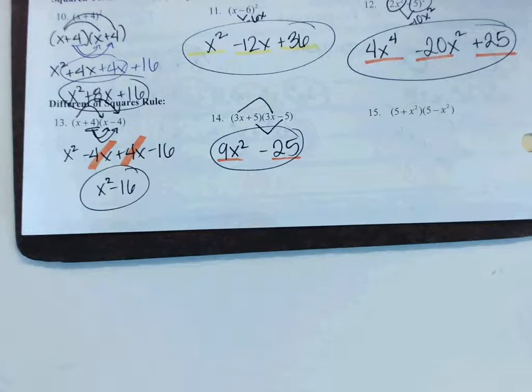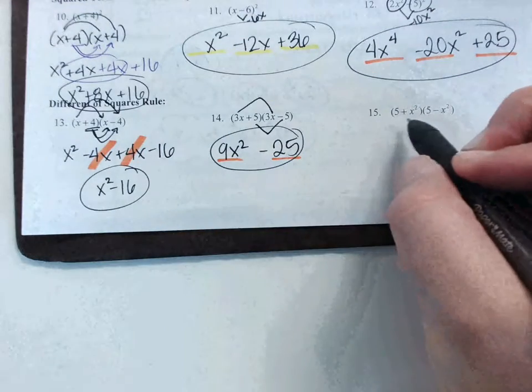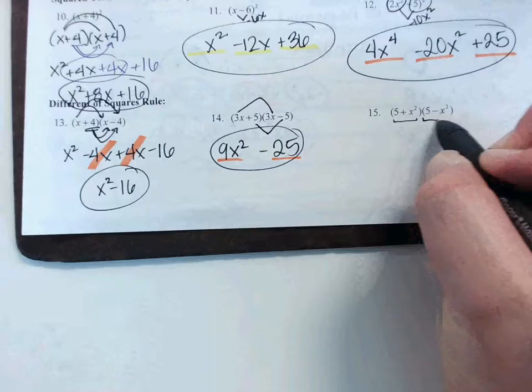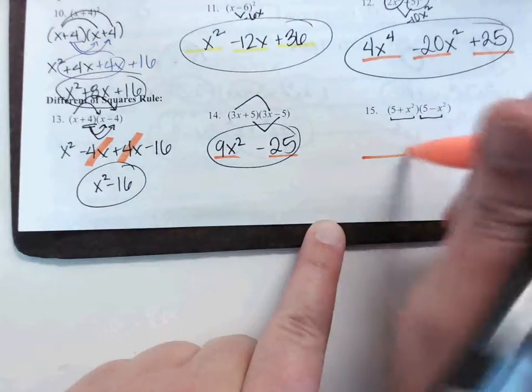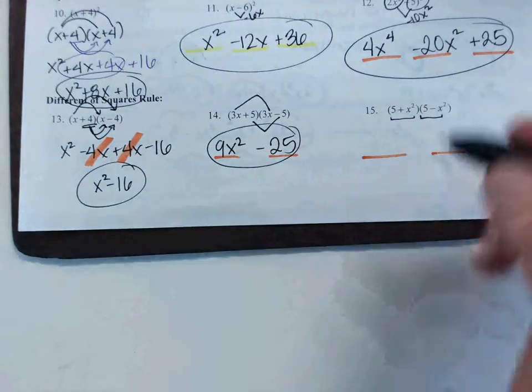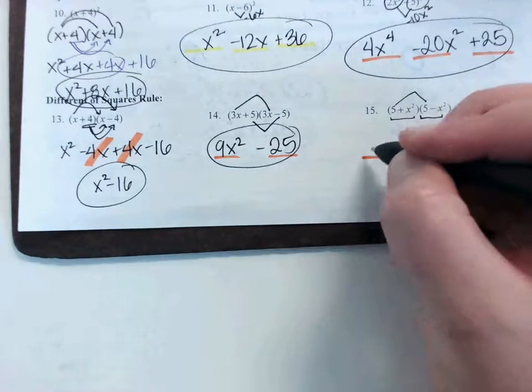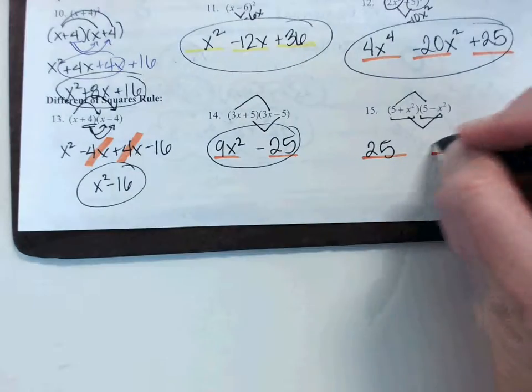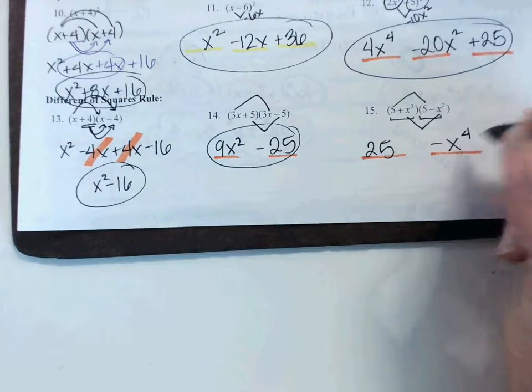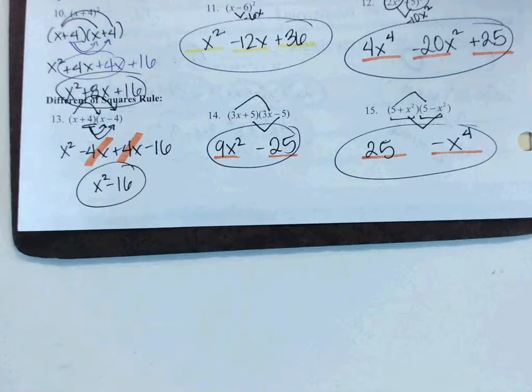Okay, number 15, last one. Okay, look at your terms. They're almost exactly the same, except one has a plus, one has a minus. So I'm going to do my shortcut, blank, blank. What's 5 times 5 for my first term? 25. And what's x squared times negative x squared? Negative x to the fourth. Because remember, we're doing the shortcut. The middle two terms are going to cross out.